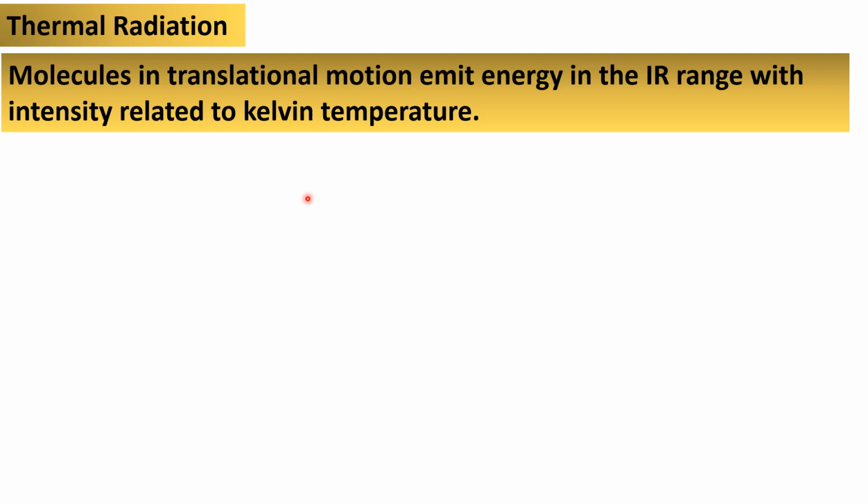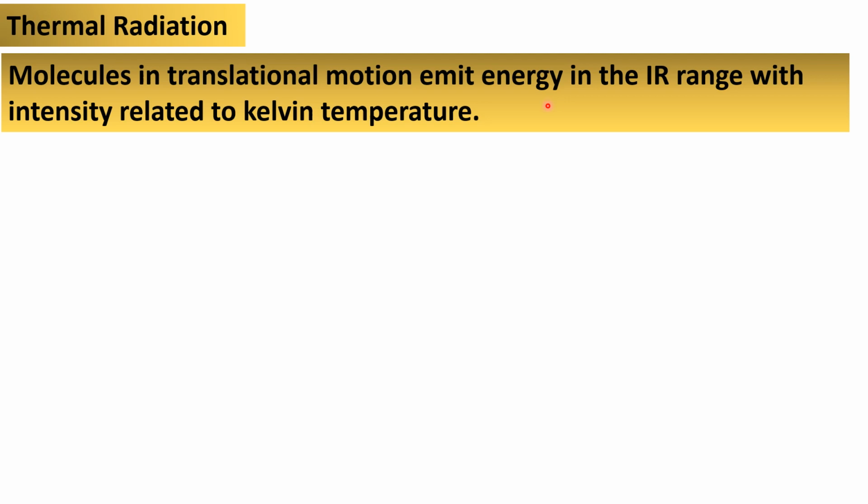Our second mode of thermal energy transfer is what we call thermal radiation. Bodies have their molecules in translational motion and they emit energy in the infrared range with intensity that's related to the Kelvin temperature. Infrared, as you all know, is one member of the electromagnetic wave spectrum. That's why this kind of thermal energy transfer is quite different from what we have earlier. It's different from conduction and different from convection, because thermal radiation is an example of electromagnetic wave.